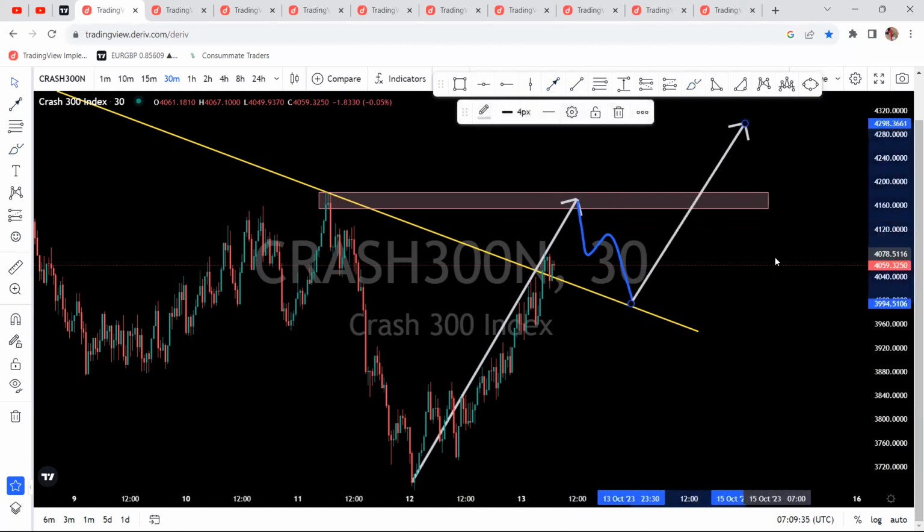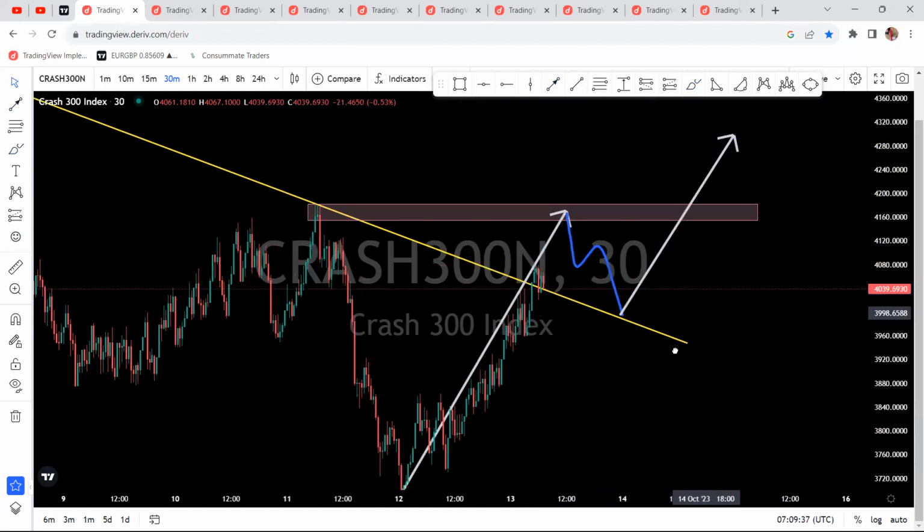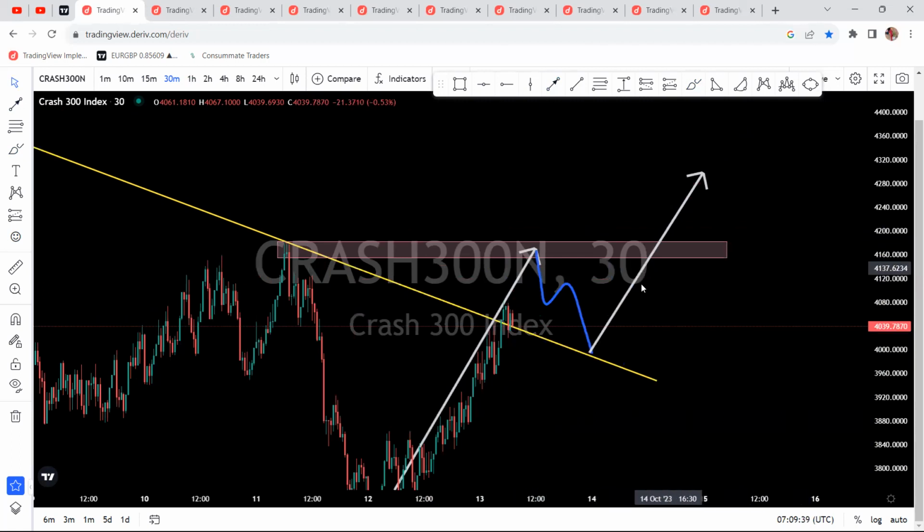So I always draw a regular flat corrective structure. But if the market is insisting that it is going to be going up consistently, it may not give us a regular flat. It may give us a running flat. Okay, what do I mean? It may give us a shape like this.